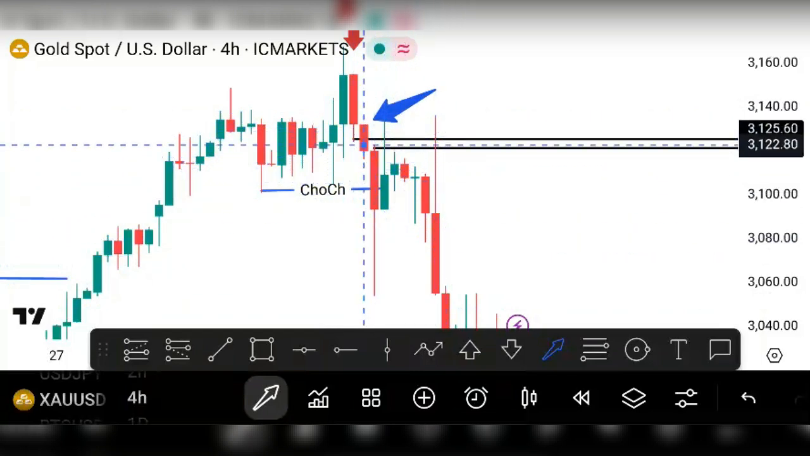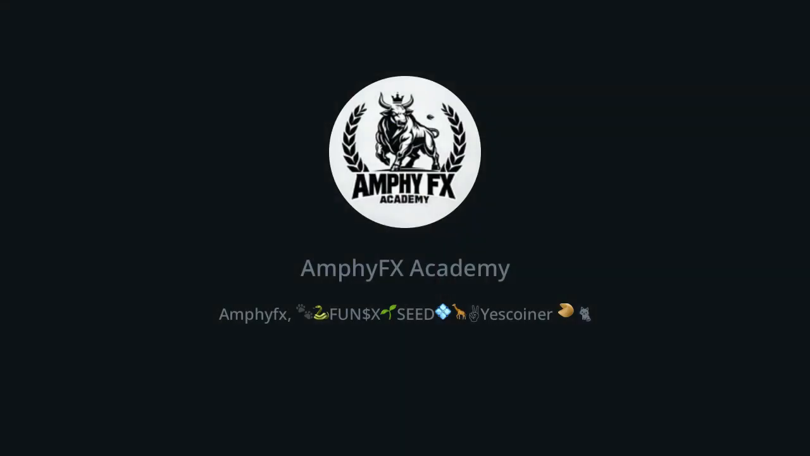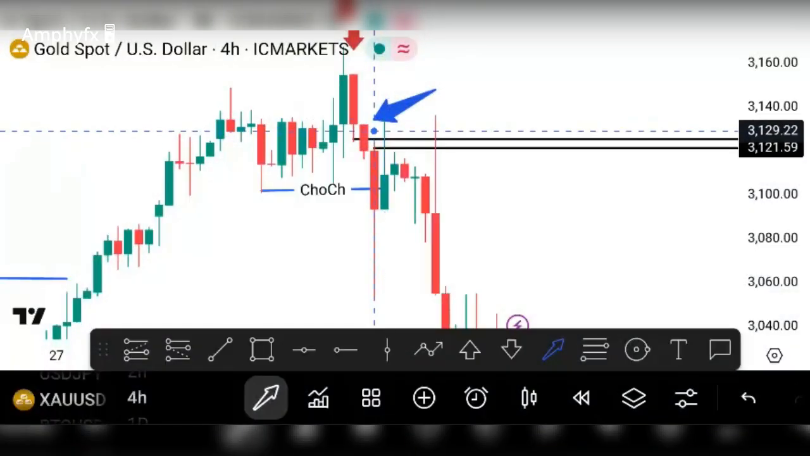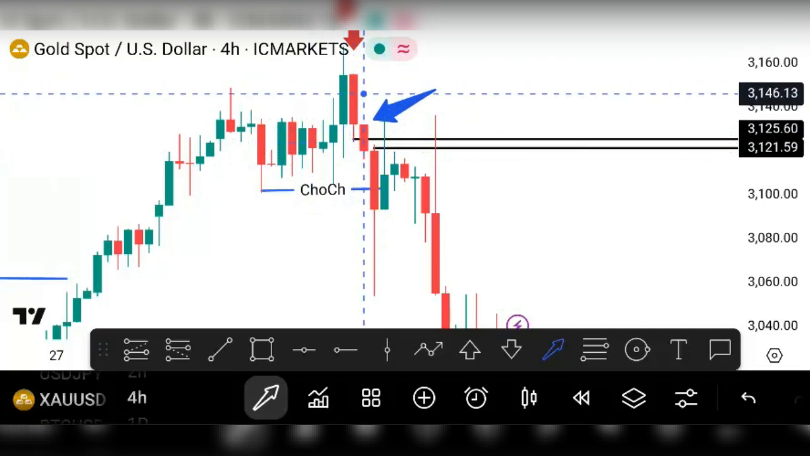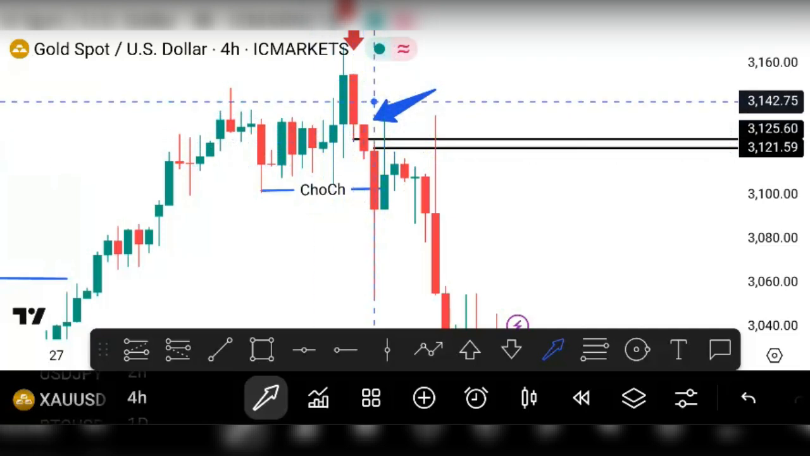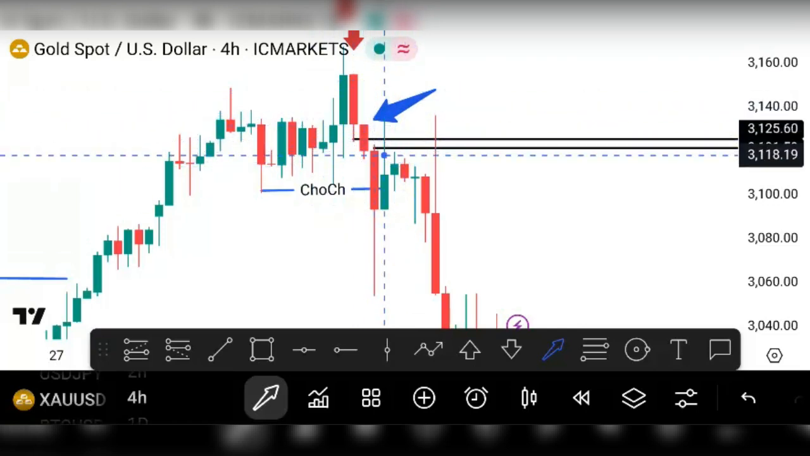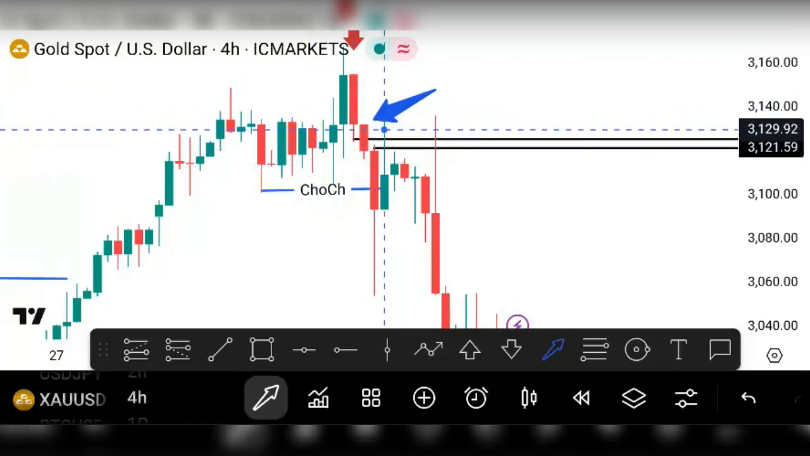So we now consider this one as what? A mitigated level, or efficient level. It is already mitigated because price has tested it. Price has already come back and filled the imbalance. So we don't mark this one as our supply zone again. We look for a fresh supply zone instead, because this one is already filled, already mitigated. So we look for a fresh one.